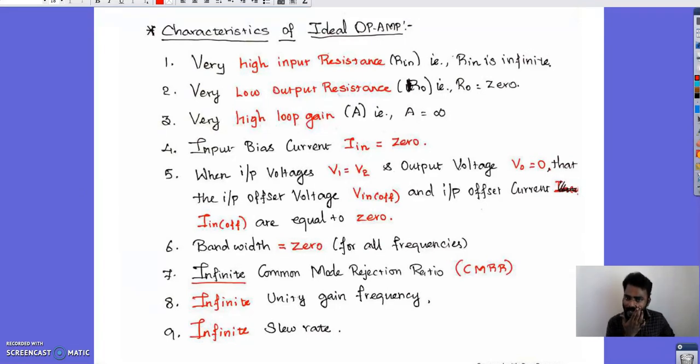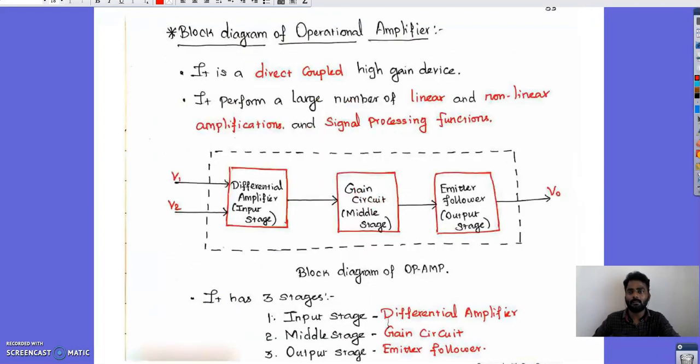And also the bandwidth will be equal to 0 for all the frequencies, and it is going to have infinite common mode rejection ratio. The rejection ratio will also be infinite, and infinite unity gain frequency. The unity gain frequency will also be equal to infinity, and slew rate will also be infinity. These are the characteristics of an ideal operational amplifier.